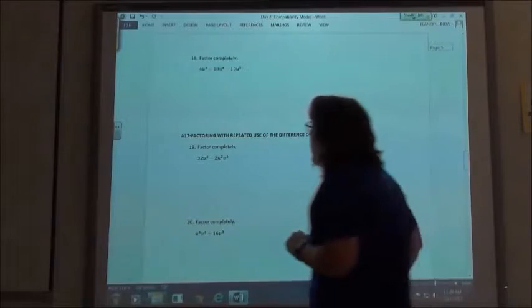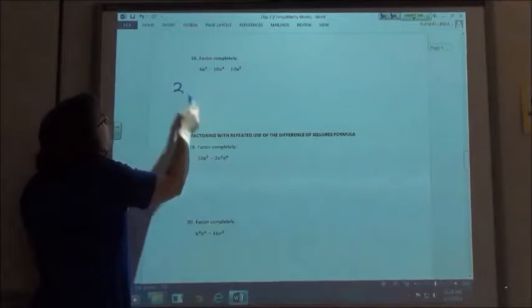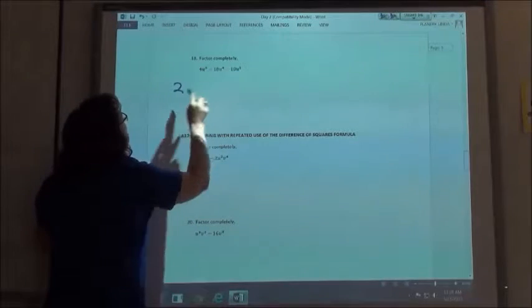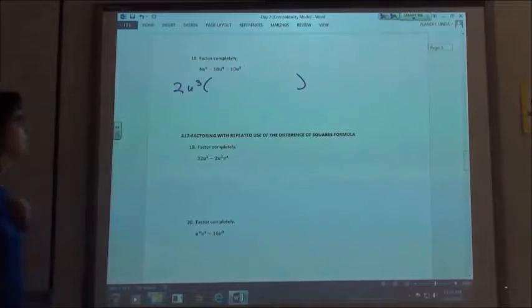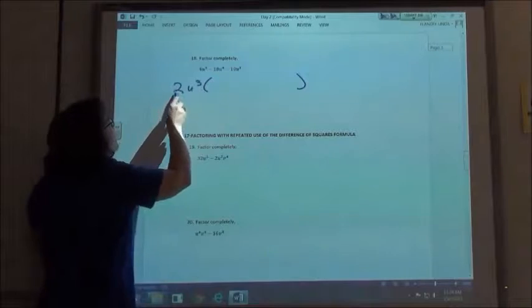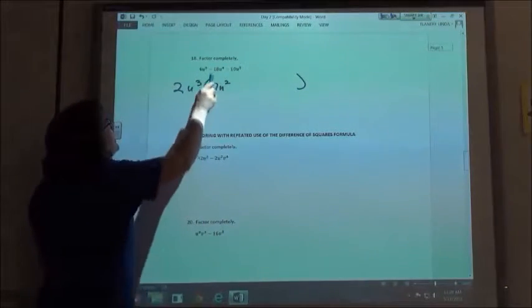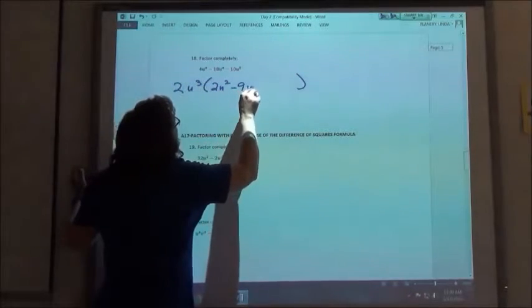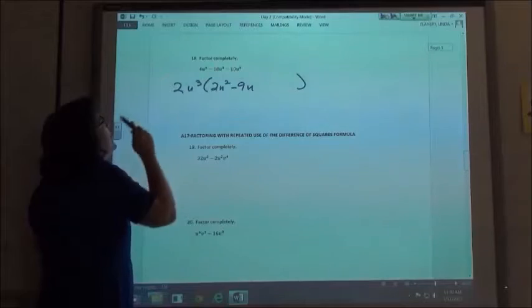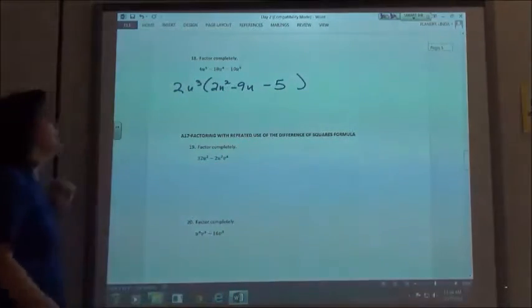So if we look at number 18, 4, 18, and 10 are all divisible by 2. u to the 5th, u to the 4th, and u to the 3rd. I have to use the lower one, so 2u to the 3rd is what I'm going to take out of each of my terms. So 4u to the 5th divided by 2u to the 3rd would be 2u to the 2nd. Negative 18u to the 4th divided by 2u to the 3rd would be negative 9u. And negative 10u to the 3rd divided by 2u to the 3rd is just a minus 5 then.